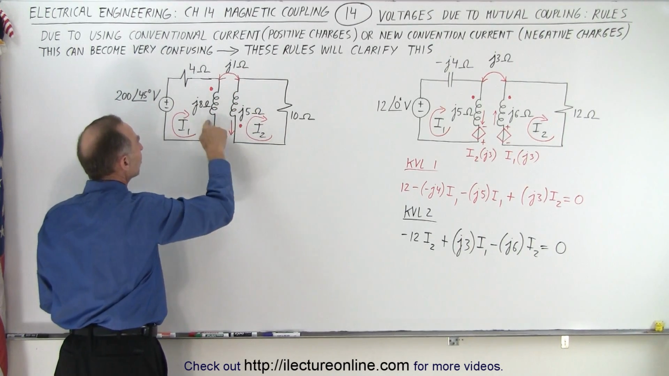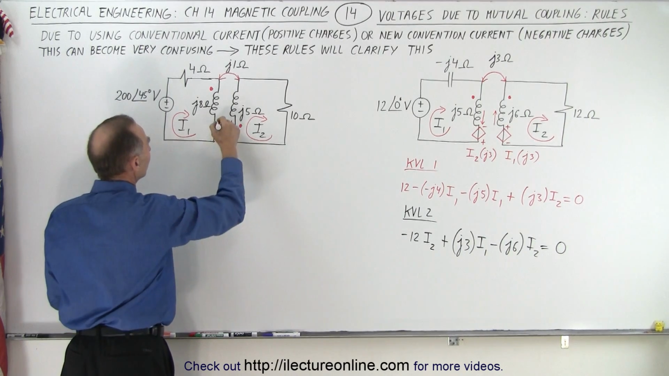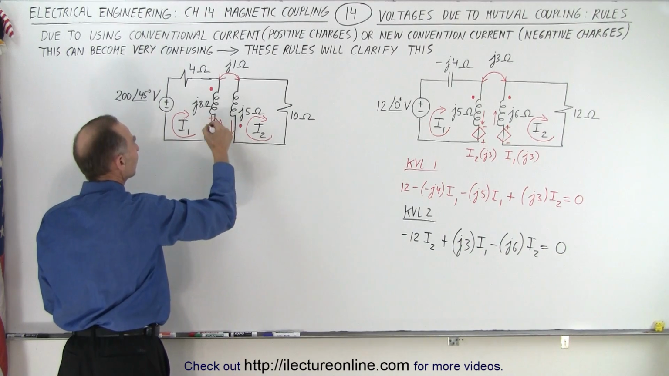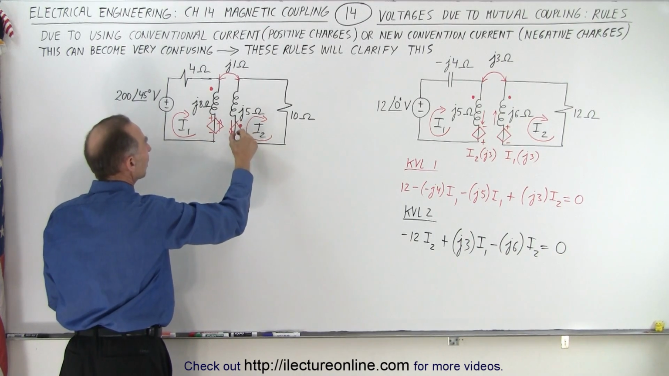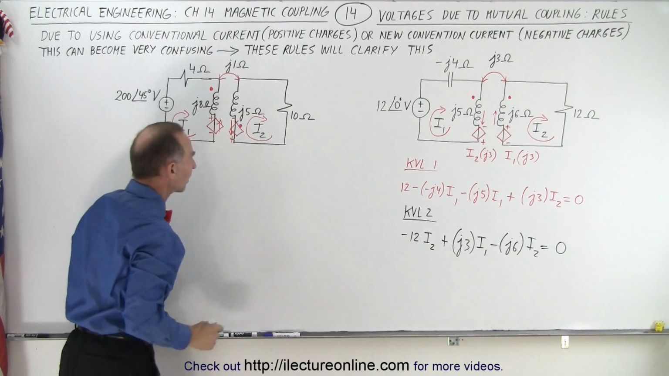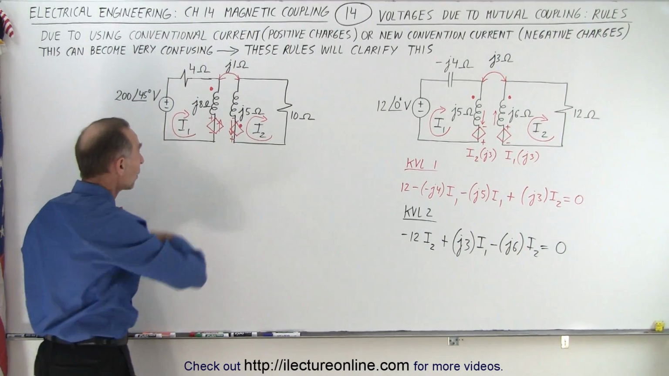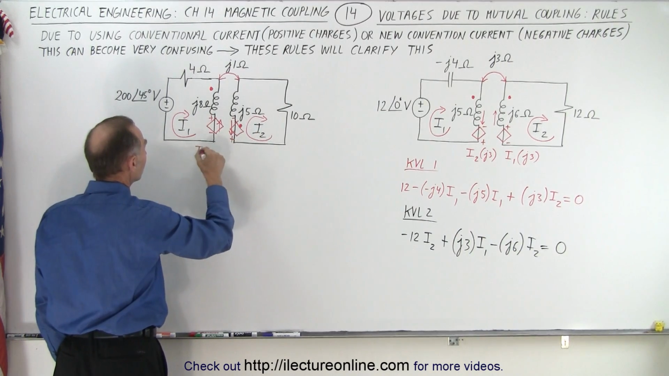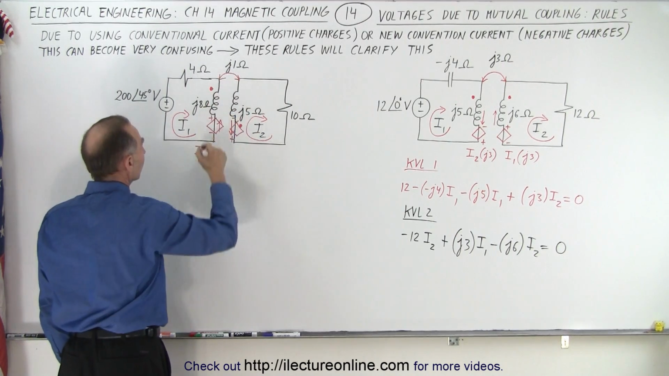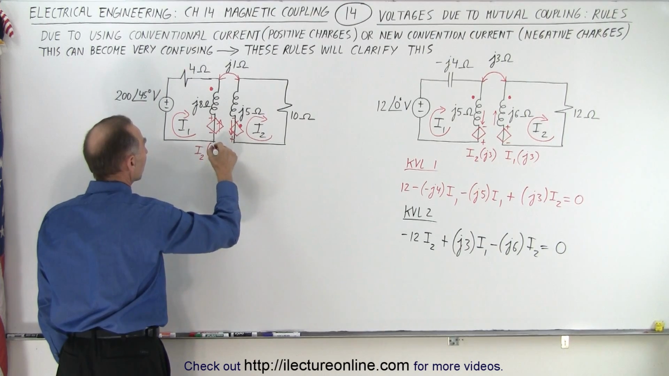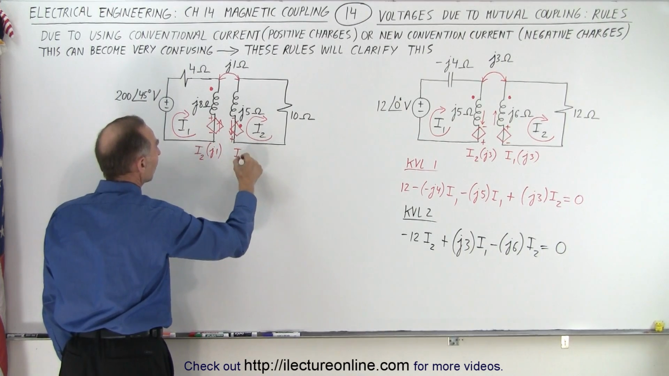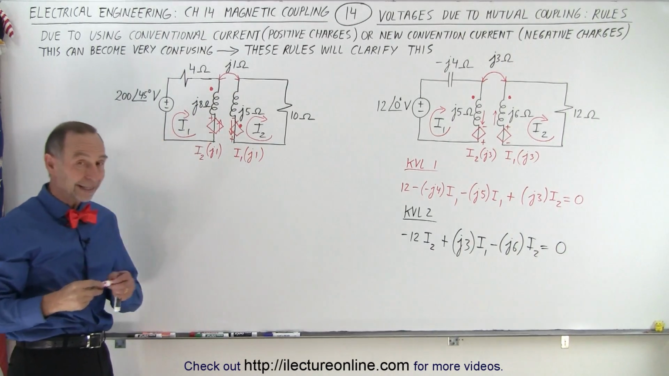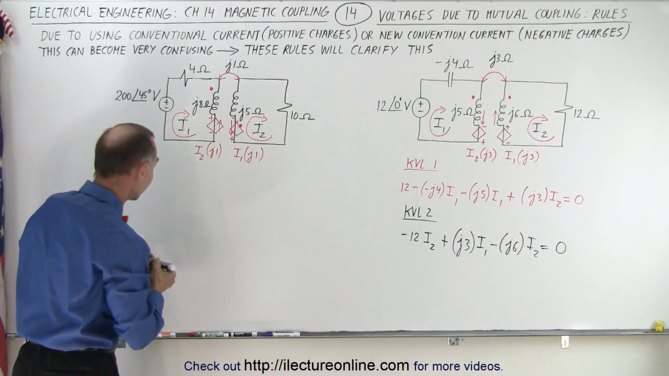So we enter here, that means we're going to enter over here, and we set up a current in this direction. So now we can see that we have positive, negative, and here we can see that we have negative, positive over here. And now when we calculate the voltage drop here, it's going to be I2 times the mutual inductance of j1. And over here we're going to have I1 times the mutual inductance of j1.